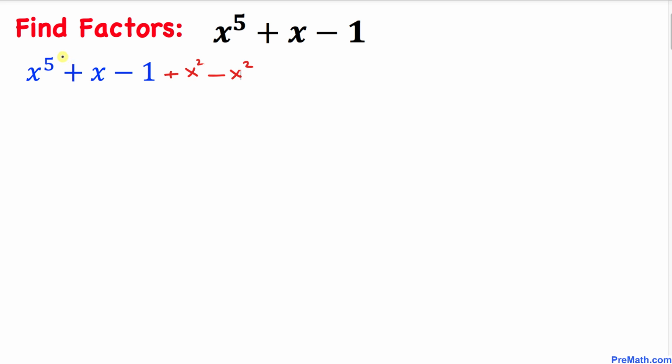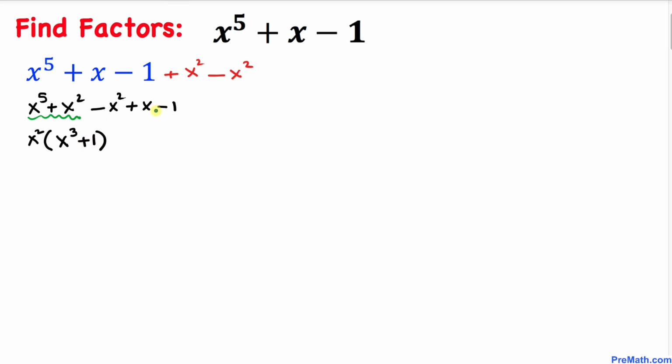Now let me go ahead and rearrange these. I'm gonna bring x power 5 and then plus x squared, and then this negative x squared over here, and then plus x minus 1. And now let's focus on these very first two terms. As we can see, we can factor out x squared. Once we factor out x squared, we end up with x power 3 plus 1.